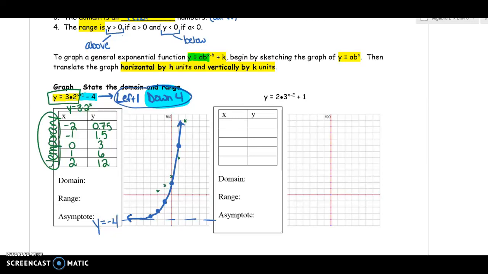Once we have this drawn, easiest part of today, what's the domain? All real numbers. The range has to do with the asymptote. So the range is going to be y something negative 4. To figure out that symbol, ask yourself, is the graph above the asymptote or below the asymptote? It's above, so y is greater than. If it's above the asymptote, y is greater than the asymptote. If it's below the asymptote, y is less than the asymptote.